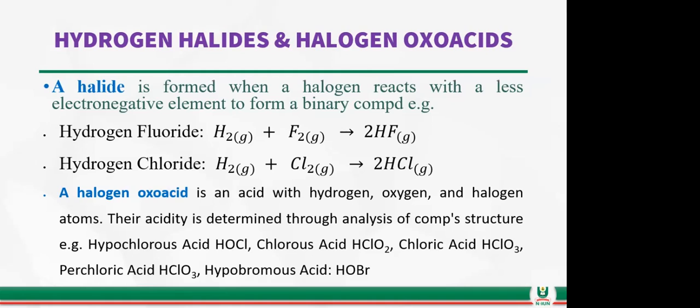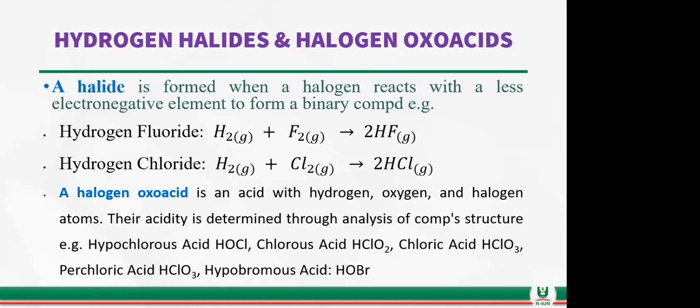But the second group is the halogen oxoacid. What is a halogen oxoacid? A halogen oxoacid can be defined as an acid which has hydrogen, oxygen, and a halogen atom. There may be more than one of an element, it may be one, but it must necessarily have hydrogen, oxygen, and halogen. That's why we call them oxoacid. The acidity is determined through analysis of compound structure. An example of such is what we have as HOCl.